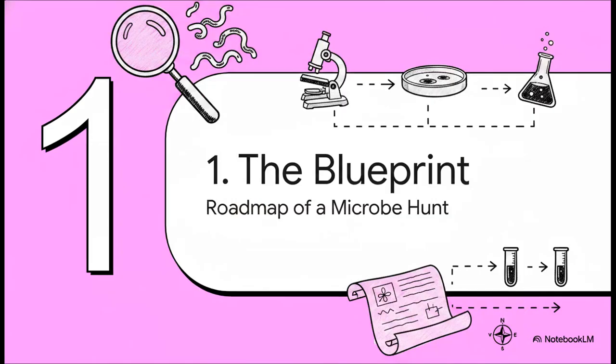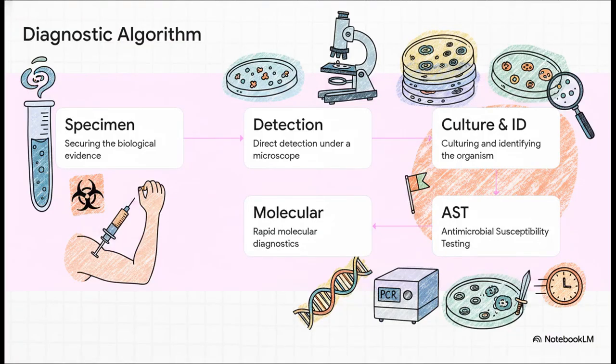This is the roadmap of our microbe hunt. Here is the master plan that every single diagnostic algorithm follows. It always kicks off by securing the biological evidence, getting that perfect specimen from the patient. Next up is direct detection under a microscope to grab a quick initial profile of the suspect. Then we culture and fully identify the bug, effectively pulling it out of hiding. Finally, we run antimicrobial susceptibility testing to lock in our ultimate weapon.